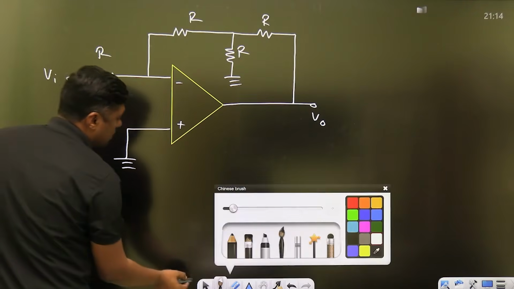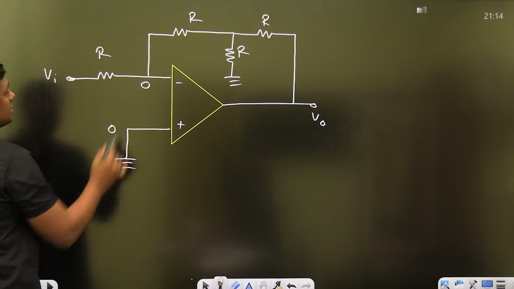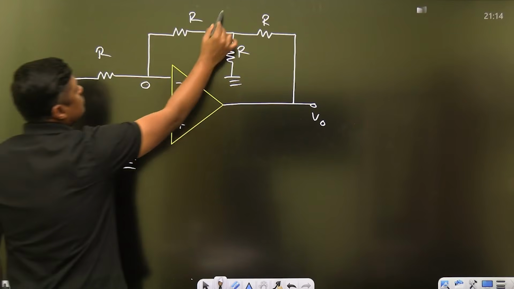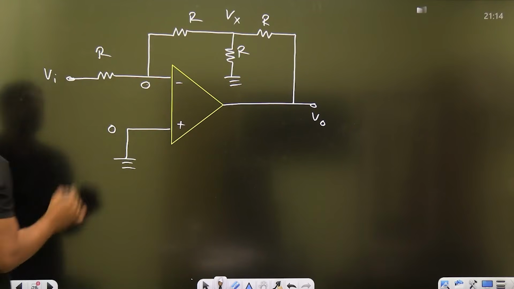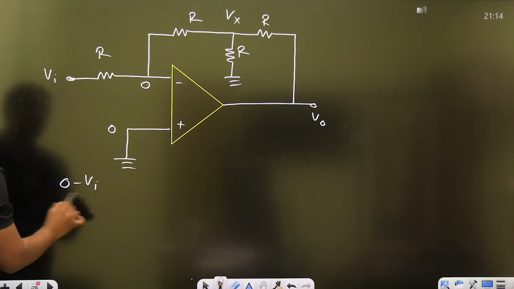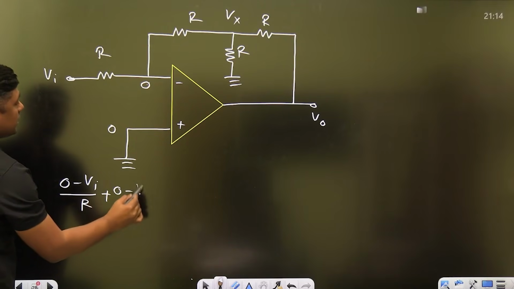Okay, no problem. Virtual short concept. This is 0. This is 0. Write down the KCL. Let this voltage be Vx. Write down the KCL at this point. 0 minus Vi upon R plus 0 minus Vx upon R.